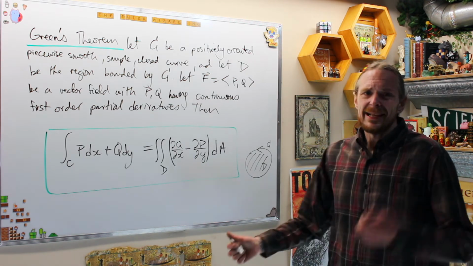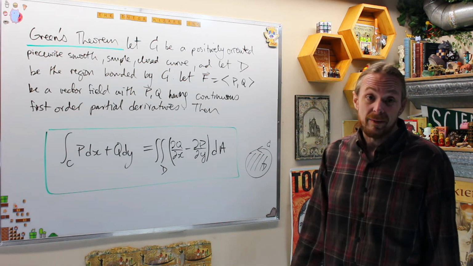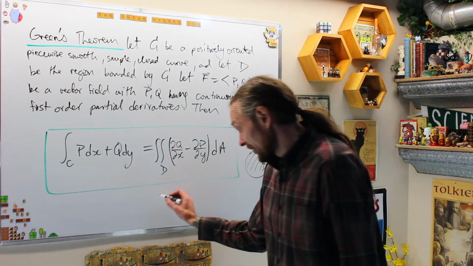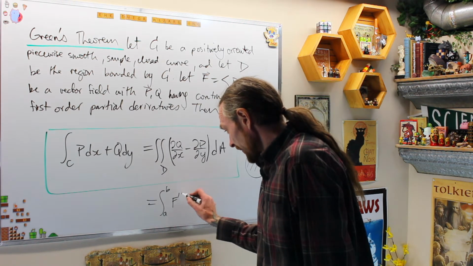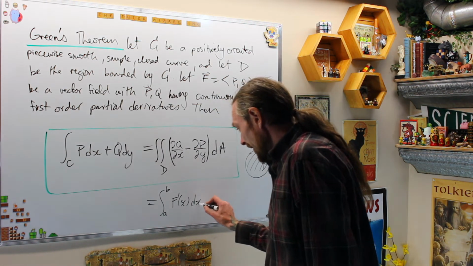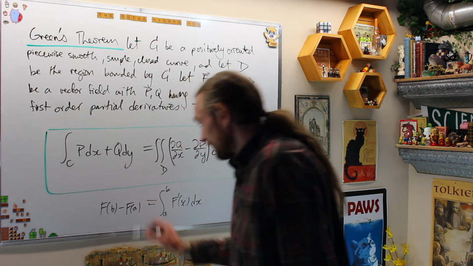What this says is it can be treated as an analog to the fundamental theorem of calculus. The fundamental theorem of calculus, if I write it backwards, is the integral from a to b of f prime of x dx is equal to f of b minus f of a.